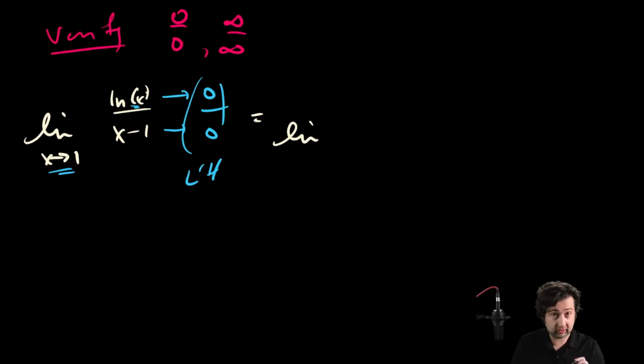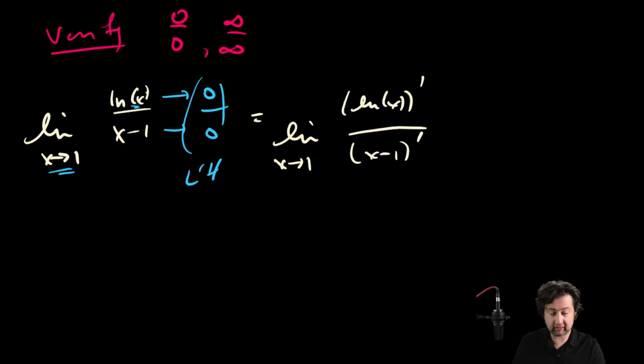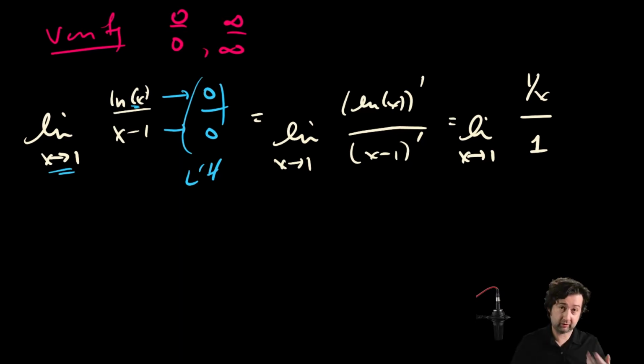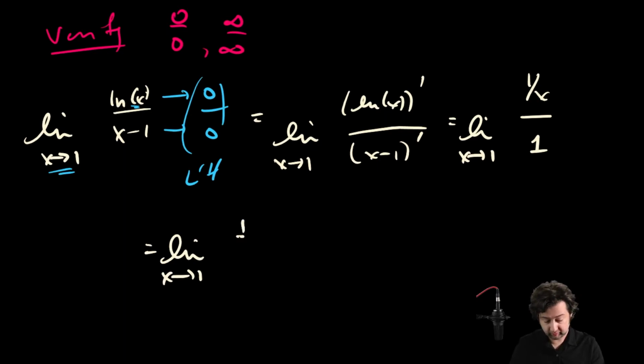This is equal to, then, by L'Hopital's rule, the limit as x goes to 1 of the derivative of the natural log of x divided by the derivative of x minus 1. Notice this is not a quotient rule. I am taking the derivative of the numerator and dividing by the derivative of the denominator. So L'Hopital's rule is easier to use than the quotient rule. If you continue, this turns into the limit as x tends to 1 of 1 over x over 1. The derivative of natural log is 1 over x. The derivative of x minus 1 is 1. Algebraically simplifying, we get the limit as x goes to 1 of 1 over x.